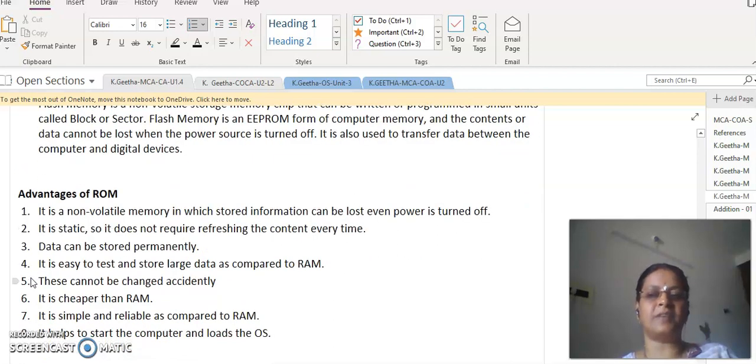Then come the advantages of ROM. As main important characteristics, it is non-volatile in nature. So the content is not going to be lost even if it is powered off, and it is going to be static in nature, because the content stored is made permanent and need not be refreshed every time. And so it is easy to test and store large data as compared to random access memory, and accidentally also we cannot change the content stored in it.